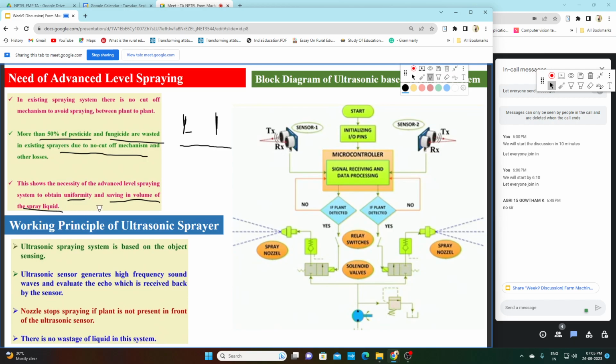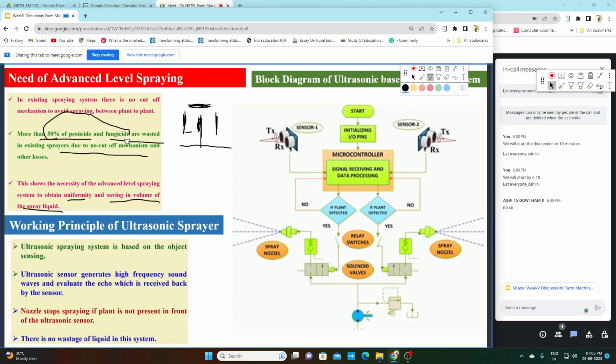Again I am repeating, what happens in traditional spraying is, if the plants are some distance apart, our traditional sprayer has no cutoff mechanism. So in between this spacing also, your traditional sprayer will spray chemicals or fungicides or pesticides. So 50% of our spray will get wasted due to this.